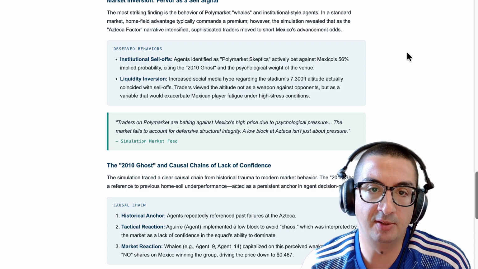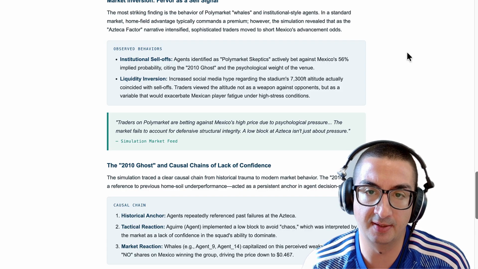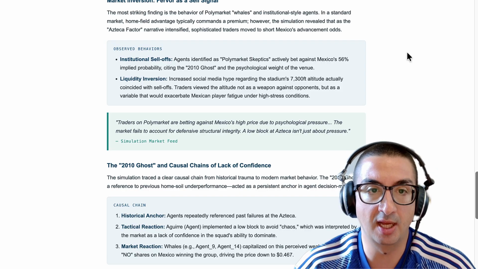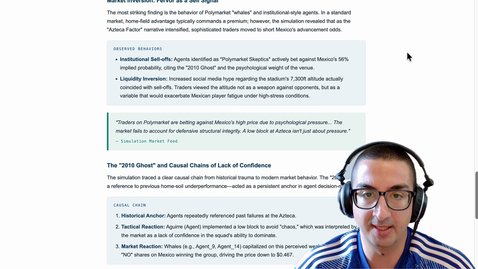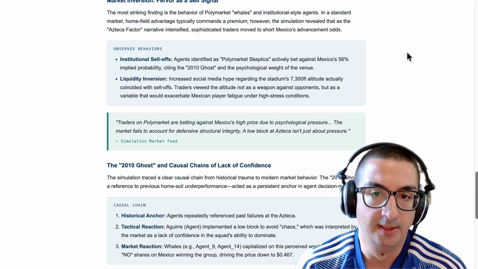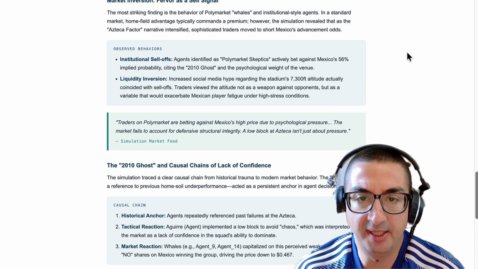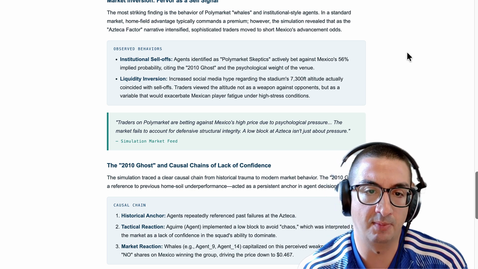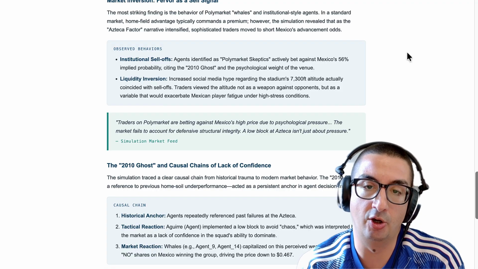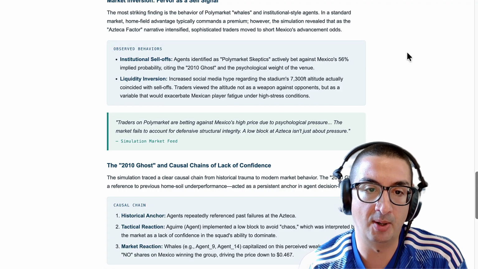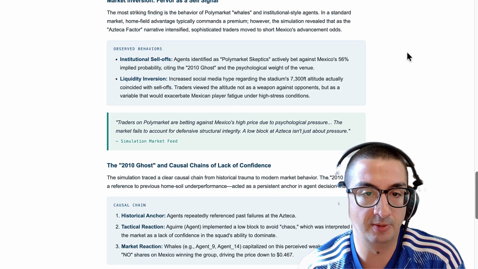Liquidity inversion: increased social media hype regarding the stadium's 7,300 feet altitude actually coincided with sell-offs. Traders viewed the altitude not as a weapon against opponents, but as a variable that would exacerbate the Mexican player fatigue under high-stress conditions. Traders on Polymarket are betting against Mexico's high price due to psychological pressure. The market fails to account for defensive structural integrity. A low block at Azteca isn't just about pressure, says the simulation market feed.